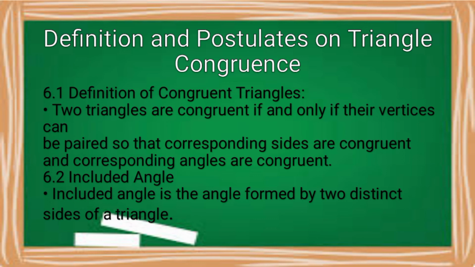Definition and postulates in triangle congruence. Definition of congruent triangles. Two triangles are congruent if and only if their vertices can be paired so that the corresponding sides are congruent and corresponding angles are congruent. So, congruent triangles if corresponding sides and angles are congruent.